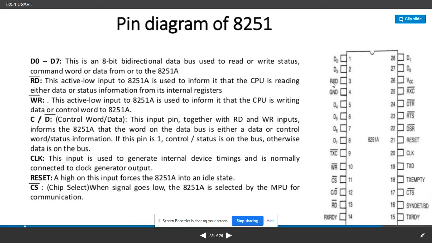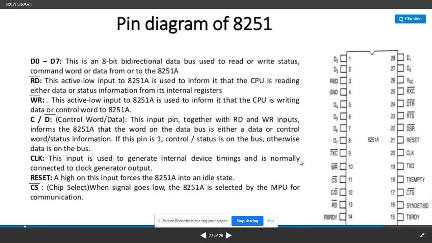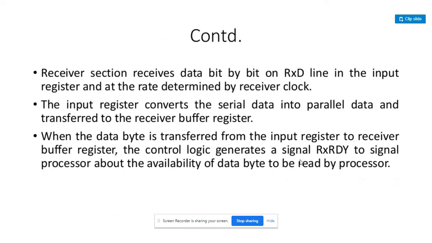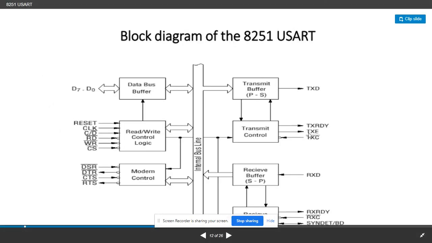This is the receive ready signal. Similarly, there are the receive data signal, transmit clock signal, write signal, chip select signal, control or data signal, transmit data signal, clock, and transmit empty signal. All these signals have already been covered in the previous diagram of the USART. That is, we have already discussed all these signals.